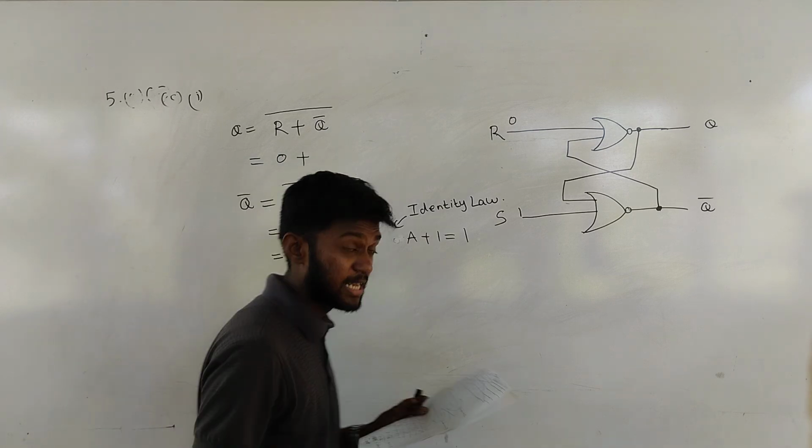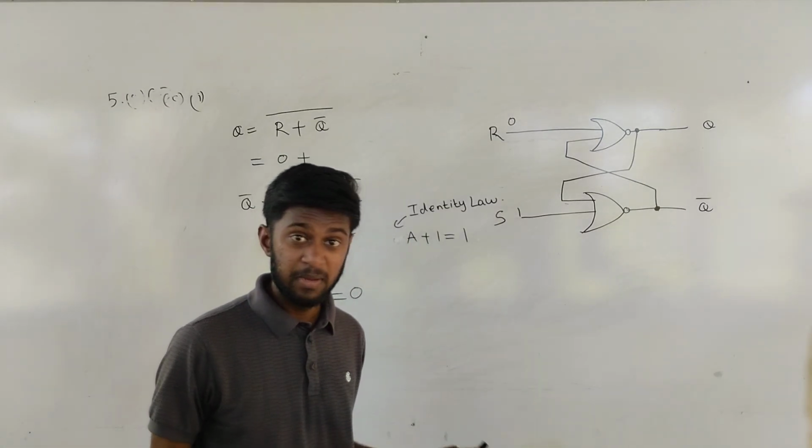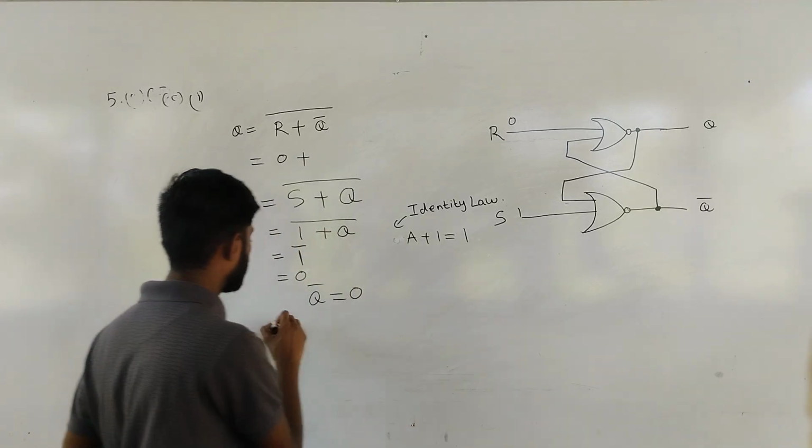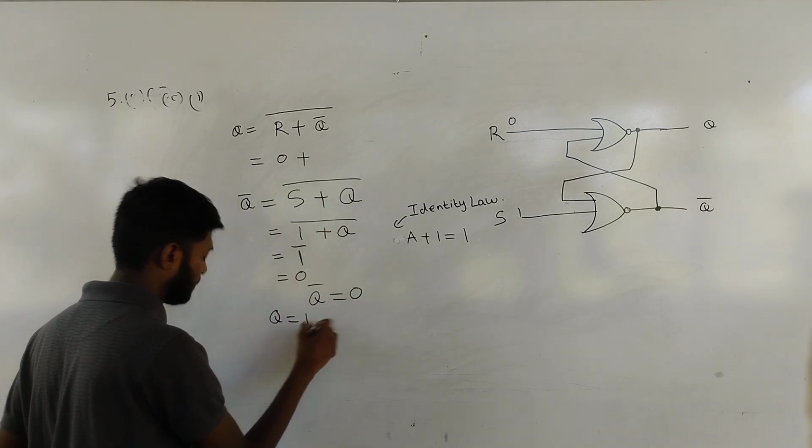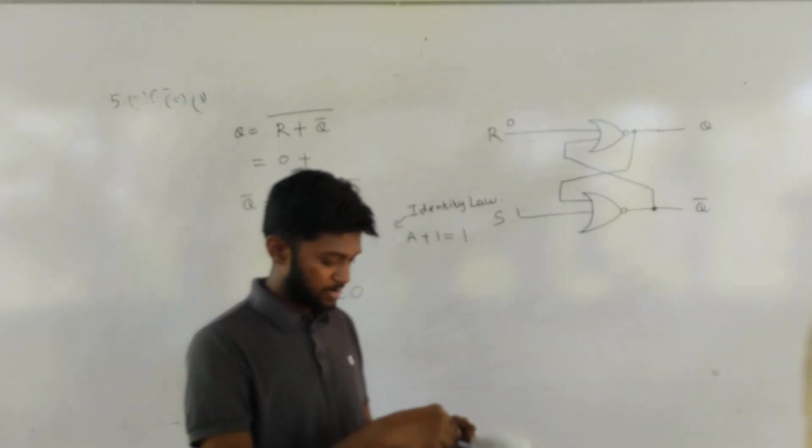But is the examiner asking you Q bar? Examiner is asking Q. So what is Q? If Q bar is 0, Q is 1. Done. Very easy.